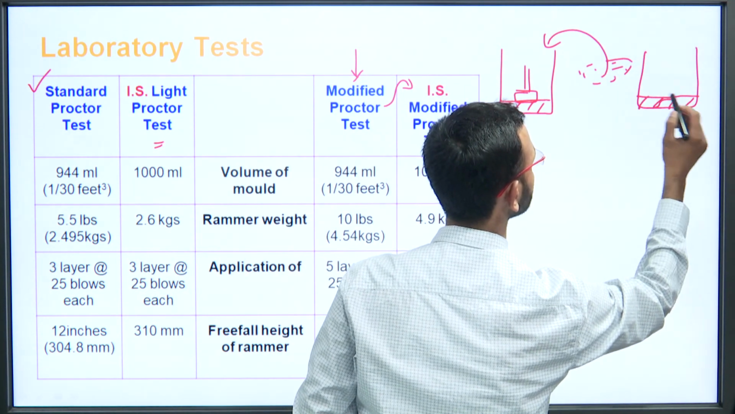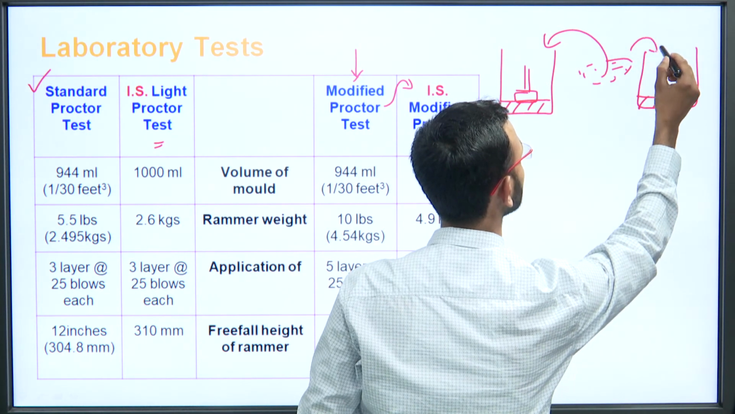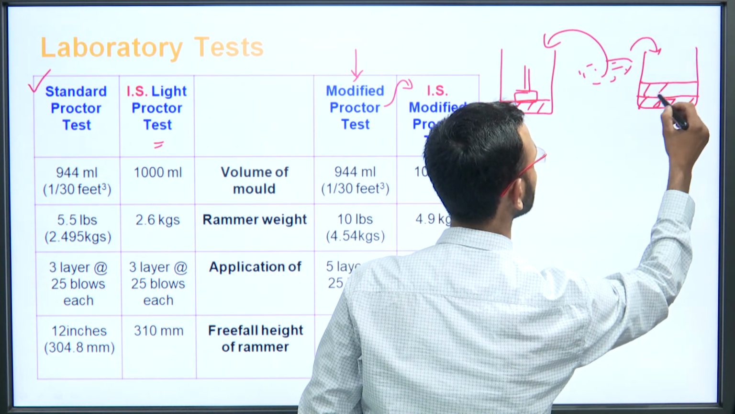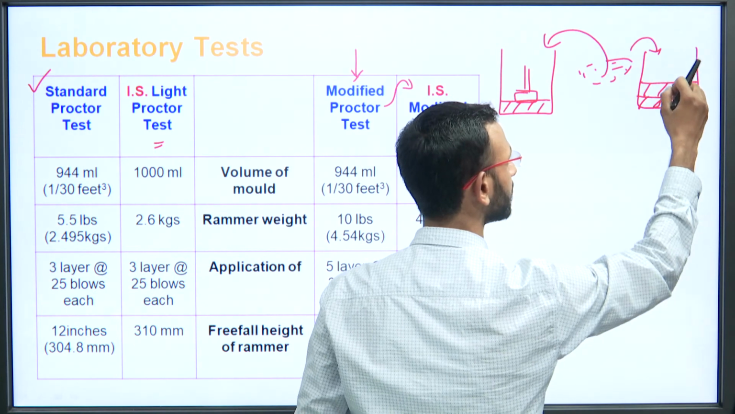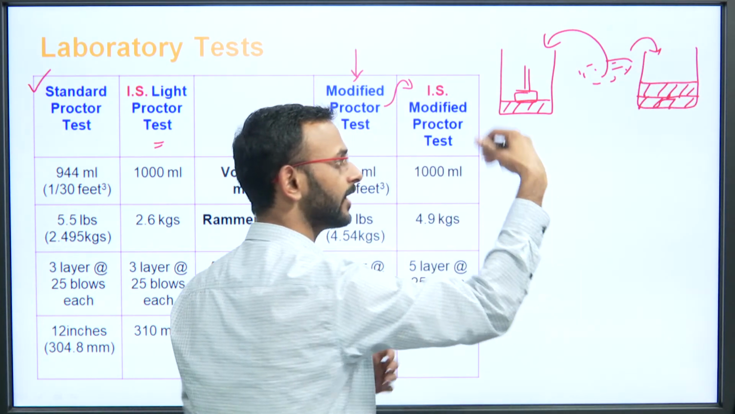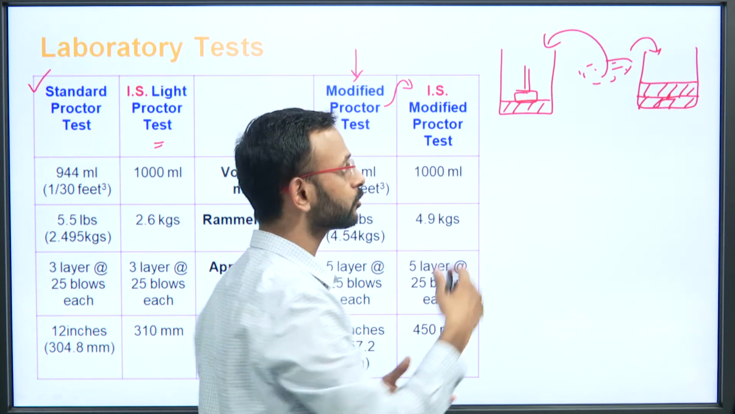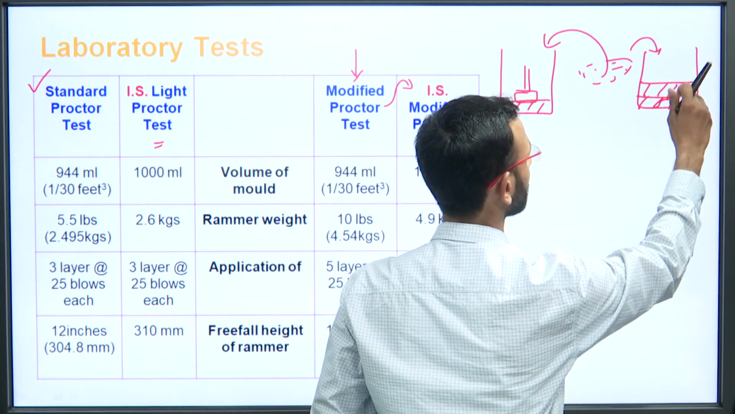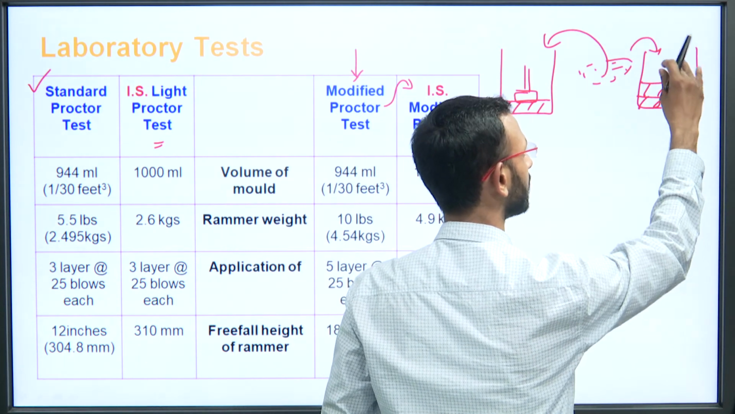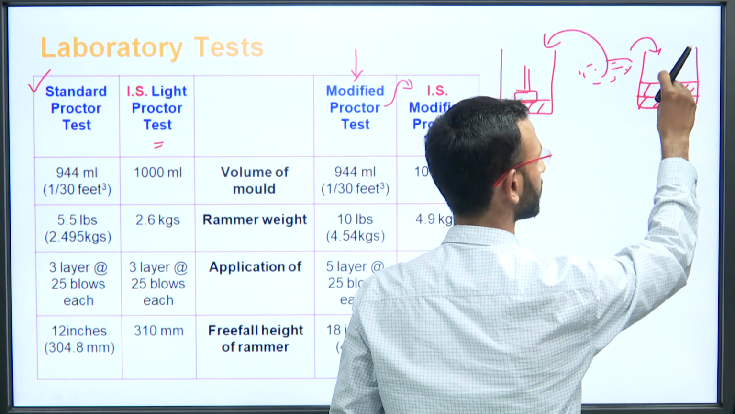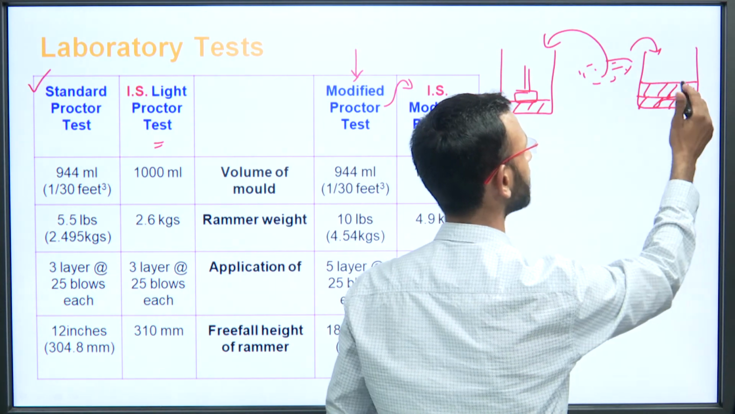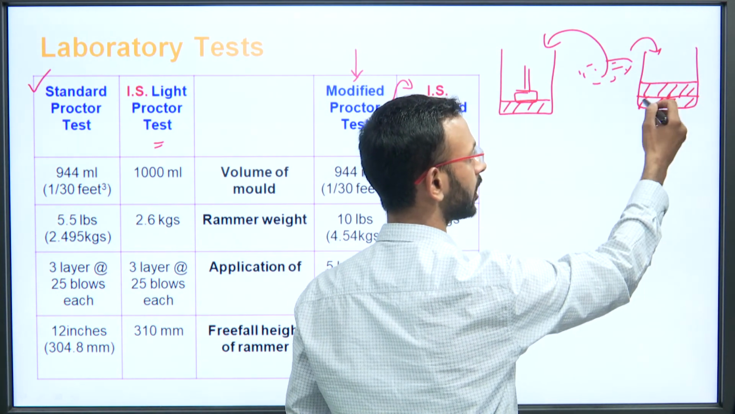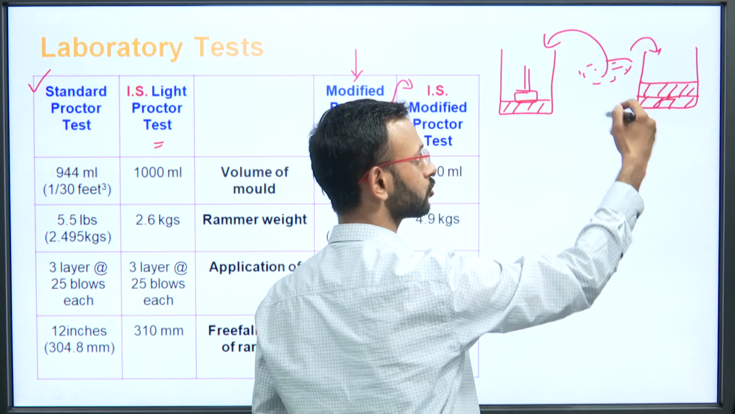Then we put another layer of soil and compact it, then we scrape the surface. Why do we scrape the surface? Because when you scrape the surface, the next layer which you put in will be homogeneous and not stratified. Otherwise, if you do not scrape the surface, the soil will be stratified.